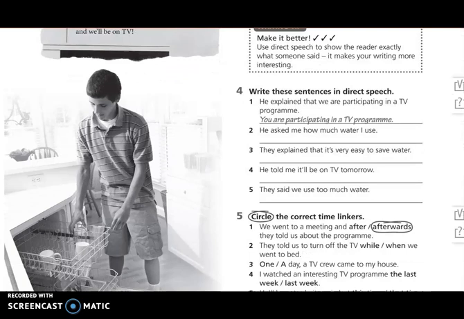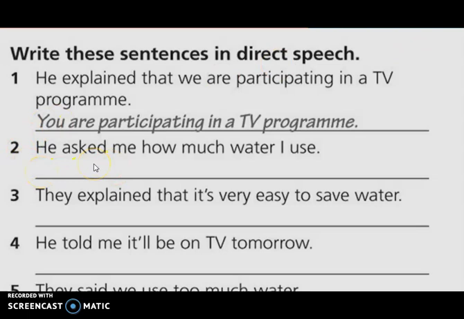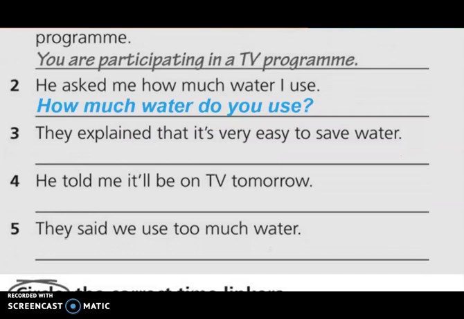Here we have to write these sentences in direct speech. So we have reported speech or reported questions. We have to write them in direct speech. Number one, he explained that we are participating in a TV program. So you are participating in a TV program. Number two, he asked me how much water I use. So, how much water do you use? This is the direct question.